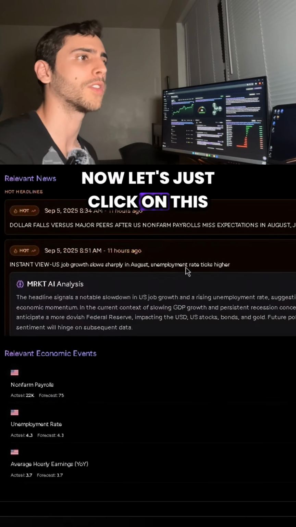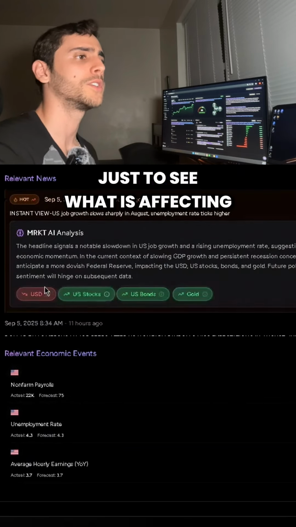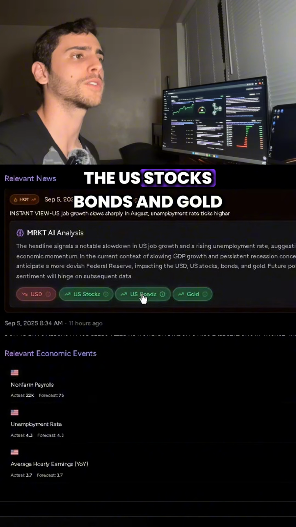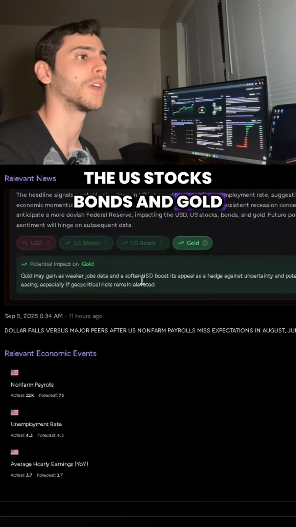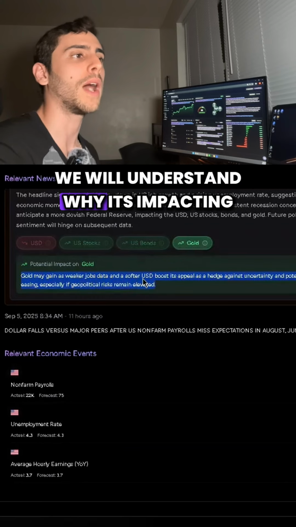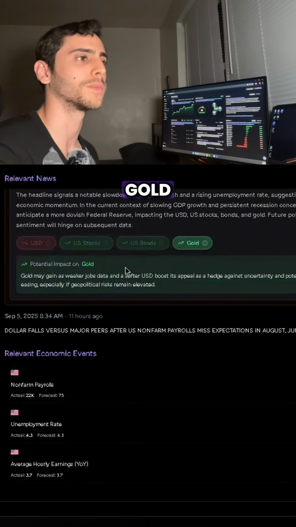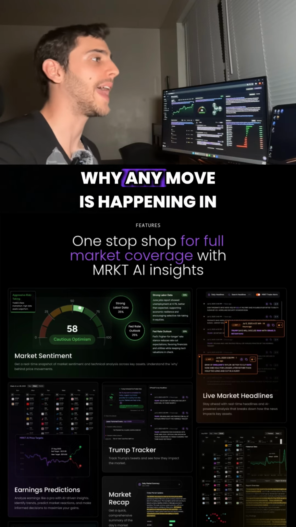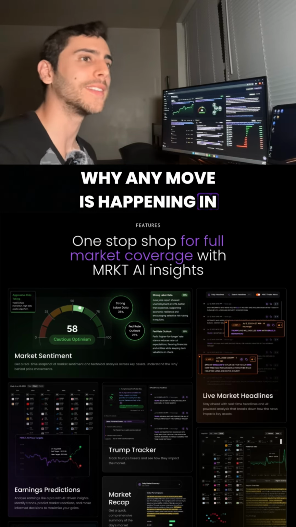Now let's just click on this brain icon just to see what is affecting this headline. So for example, we have the dollar, the US stocks, bonds, and gold. And if we click on gold, for example, we will understand why is impacting gold. Thanks to MarketEdge AI, you can understand why any move is happening in the markets.